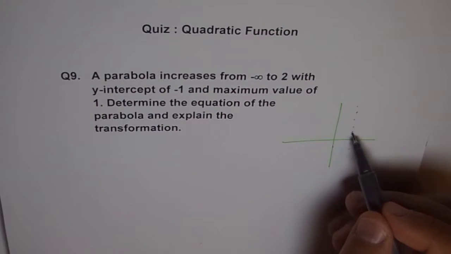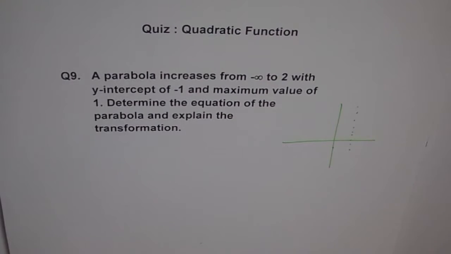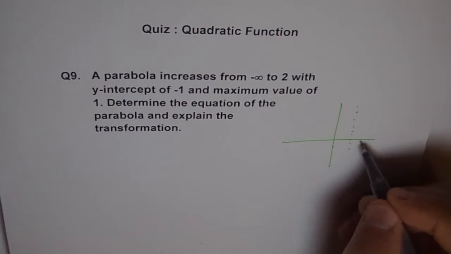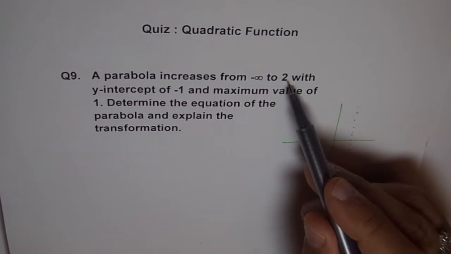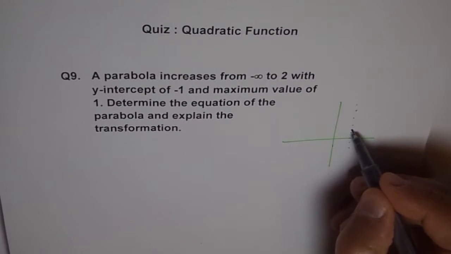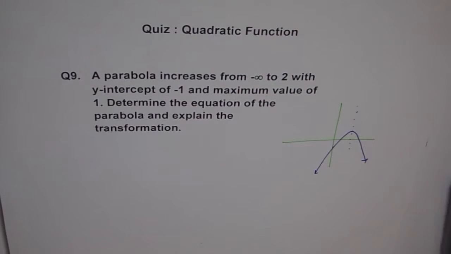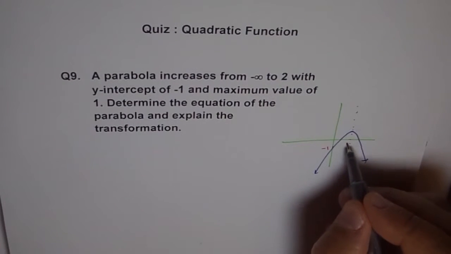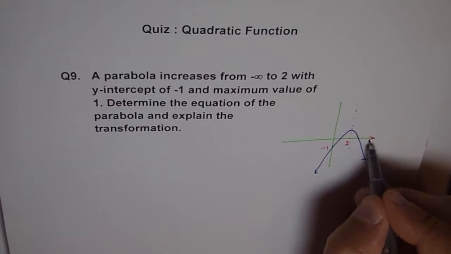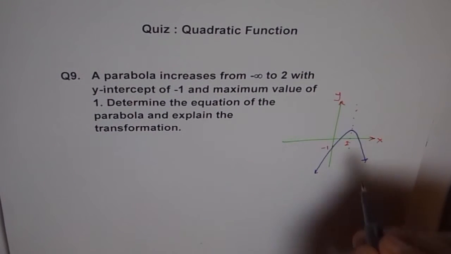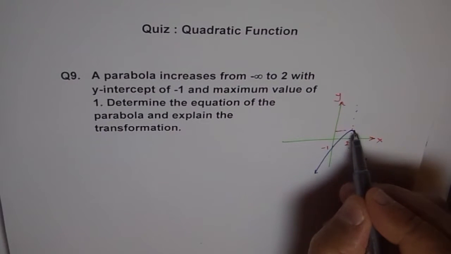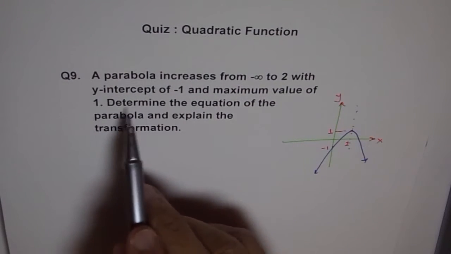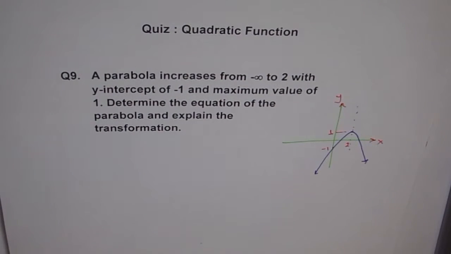Since it is increasing up to here, we'll assume that it decreases thereafter, because it's a parabola. It has to decrease after some point, so we'll assume that it decreases from 2 itself. So let's draw this parabola. The y-intercept is minus 1 and it increases till 2. Let's say this point is 2 on the x-axis. The maximum value for the parabola is 1. So that is the sketch.